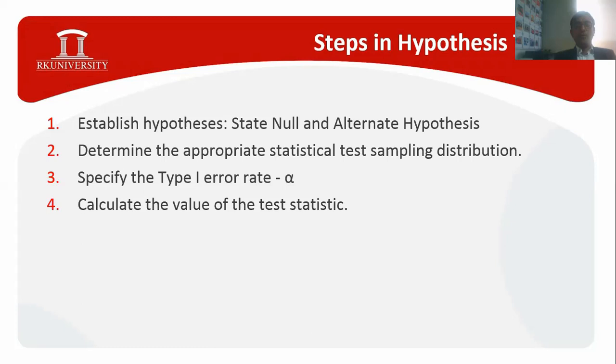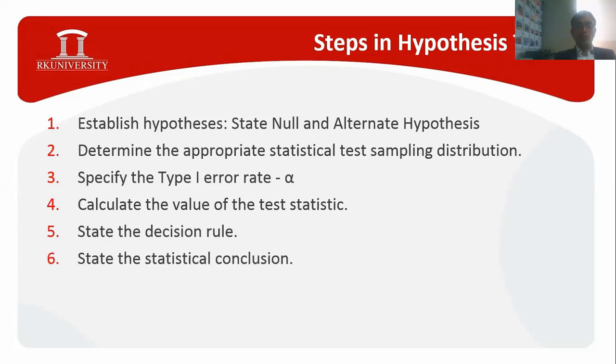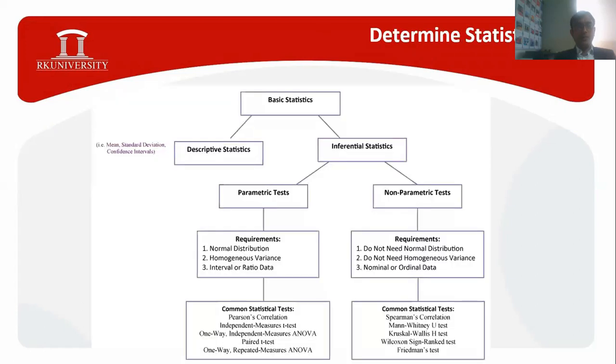Once you are done with the calculation of the value of the test statistic, then you need to determine the decision rule. That means what will be the rejection region and what will be the non-rejection region. On the basis of that, you will be able to reach the statistical conclusion. So these are the very easy six steps which we need to follow while testing any hypothesis. So let's discuss each step in detail with an example.